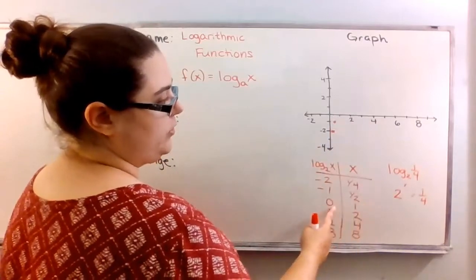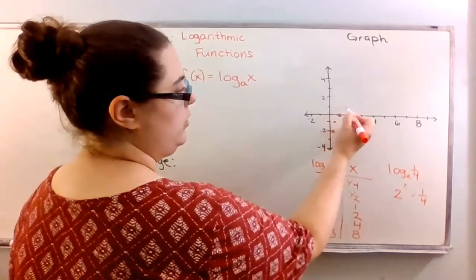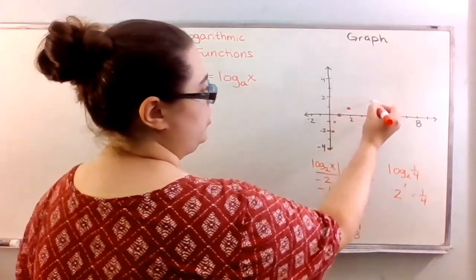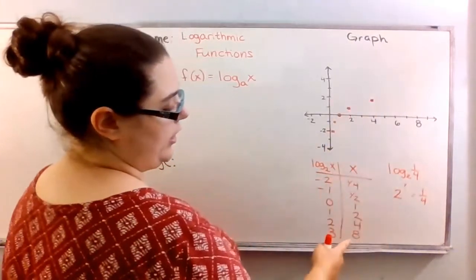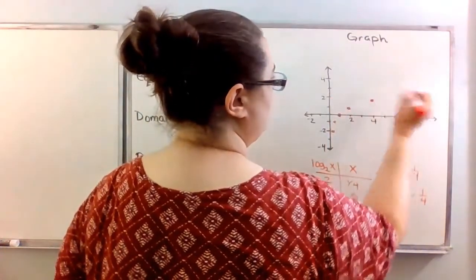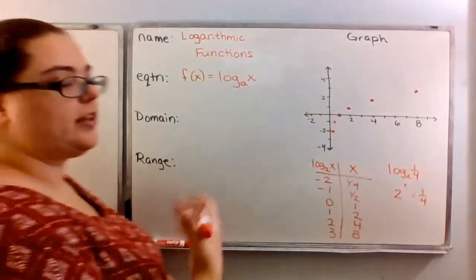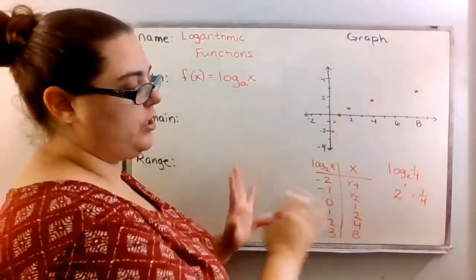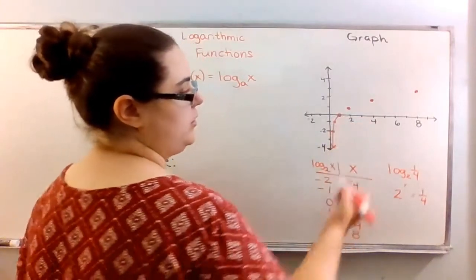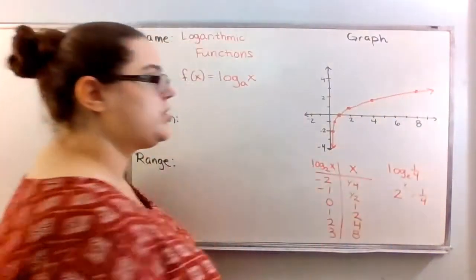At 1, the y value is 0. At 2, the y value is 1. At 4, the y value is 2. And at 8, the y value is 3. All right. So we're getting something that looked kind of like the exponential function, but turned on its side a little bit. It gets really close to the y-axis, but never reaches it. And then it slowly increases as we move to the right.